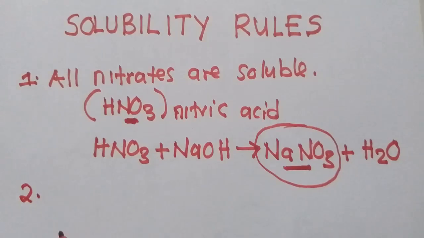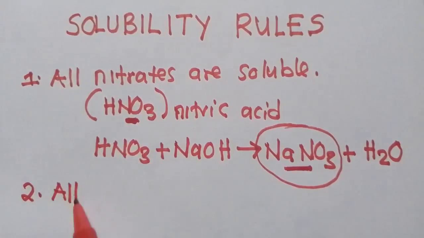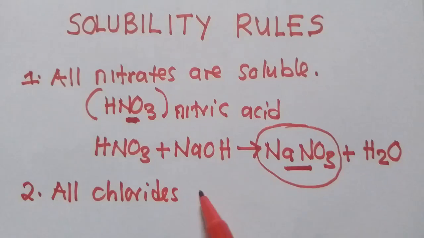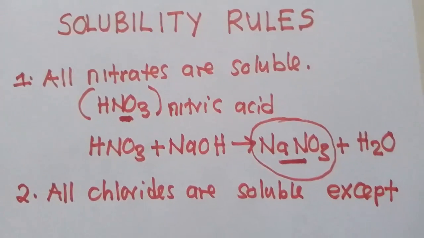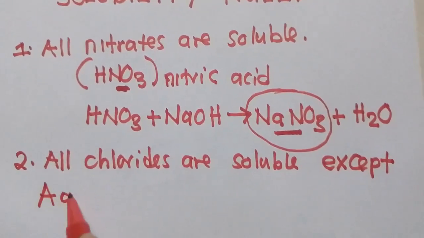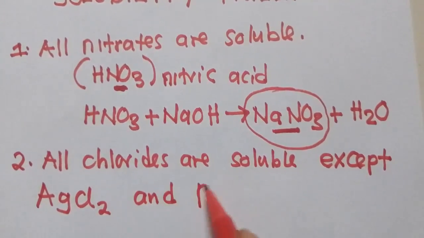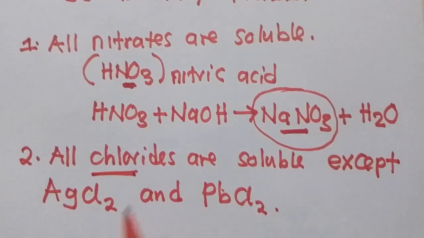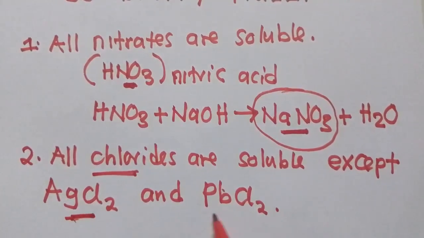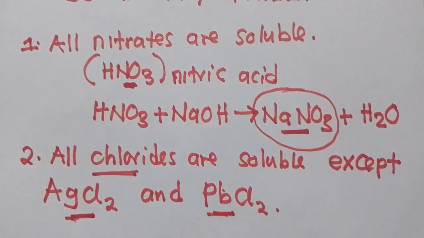Rule number two that you need to know is that all chlorides are soluble, except silver chloride and lead chloride. These are two things that you need to know and understand. Any salt where there is a chloride, let's say sodium chloride, is a soluble salt. Why? Because all chlorides are soluble, except these two, silver chloride and lead chloride, which are insoluble salts.